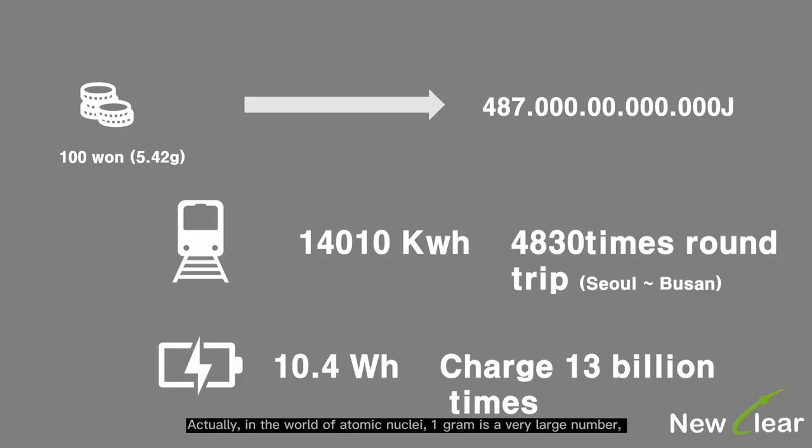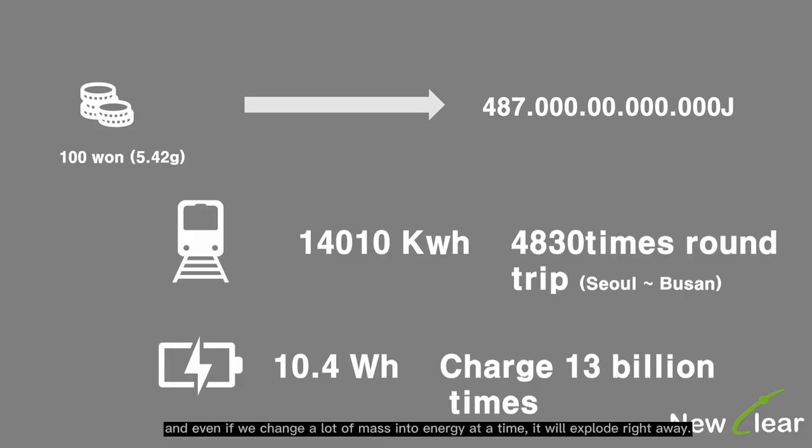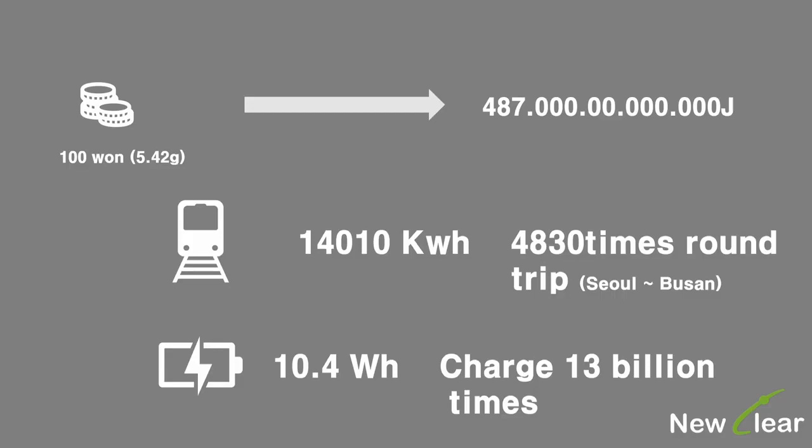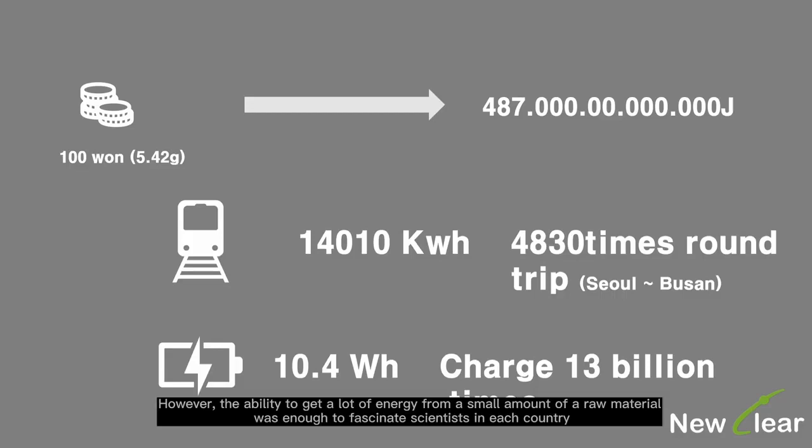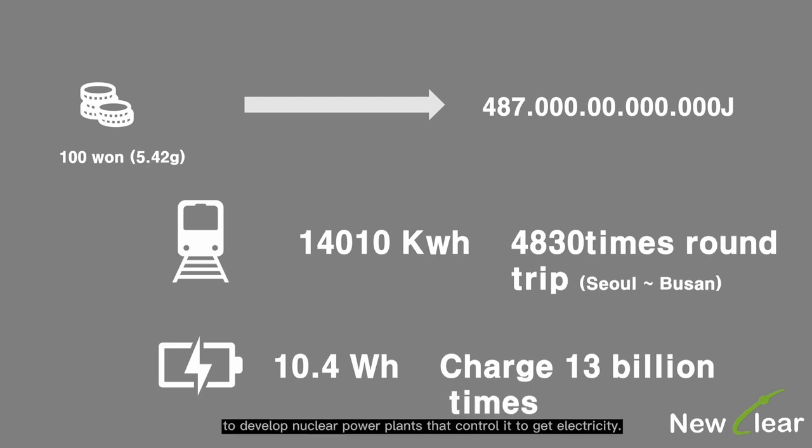Actually, in the world of atomic nuclei, 1 gram is a very large number, and even if we change a lot of mass into energy at a time, it will explode right away. However, the ability to get a lot of energy from a small amount of raw material was enough to fascinate scientists in each country to develop nuclear power plants that control it to get electricity.